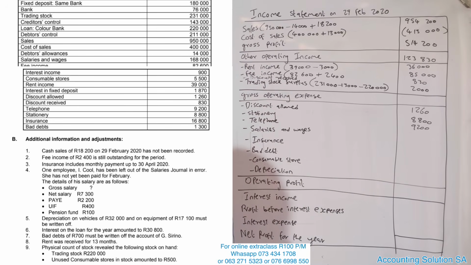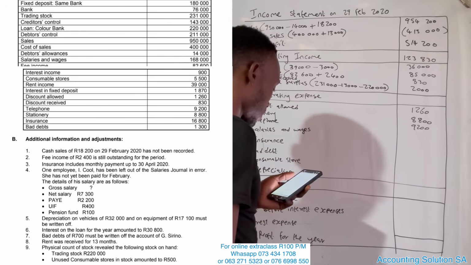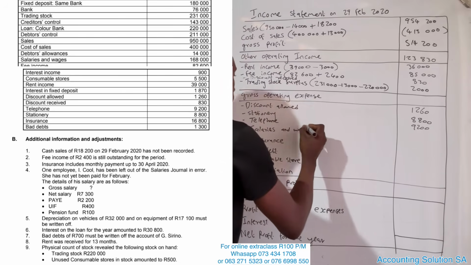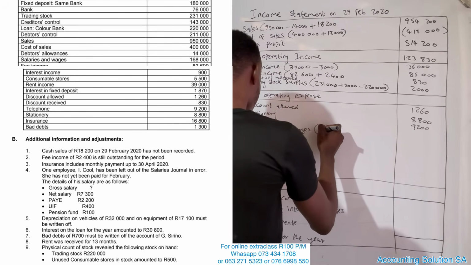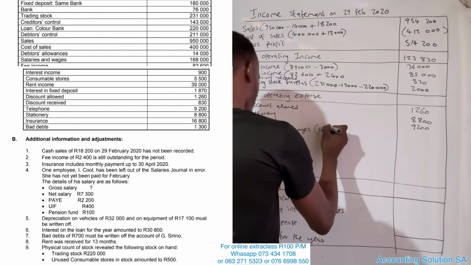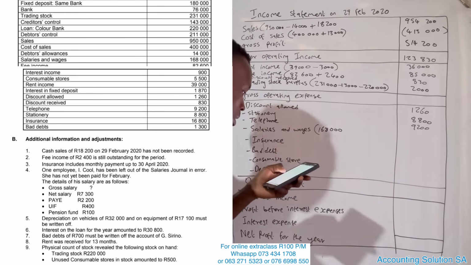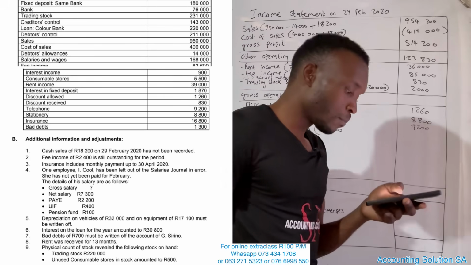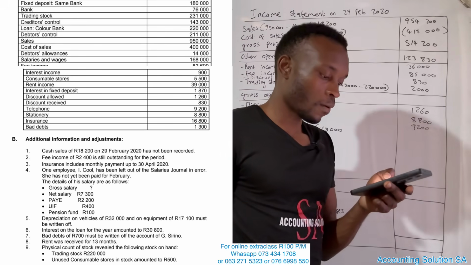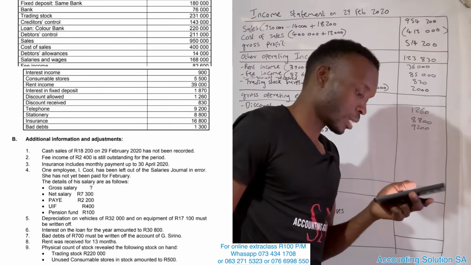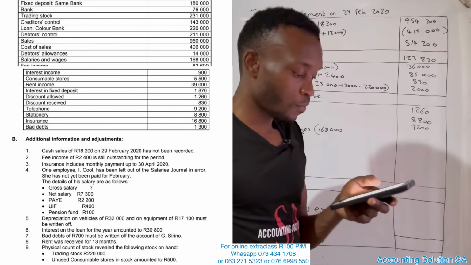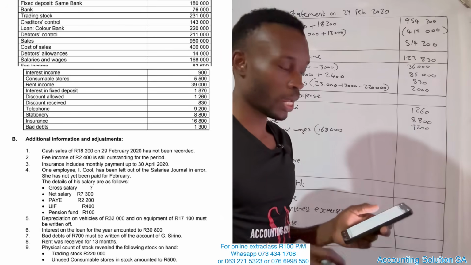Okay. Then the next one, we have to go to expenses. 3 expenses were given: discount allowed, stationery and telephone, salaries and wages. Okay, we must first copy the one that was given on the pre-adjustment. They give us an amount of 168,000. And the transaction number 4, they say that one employee, Nicole, has been left out of the salary journal. And they say that in error. She has not yet been paid for February. Not paid, you must add.